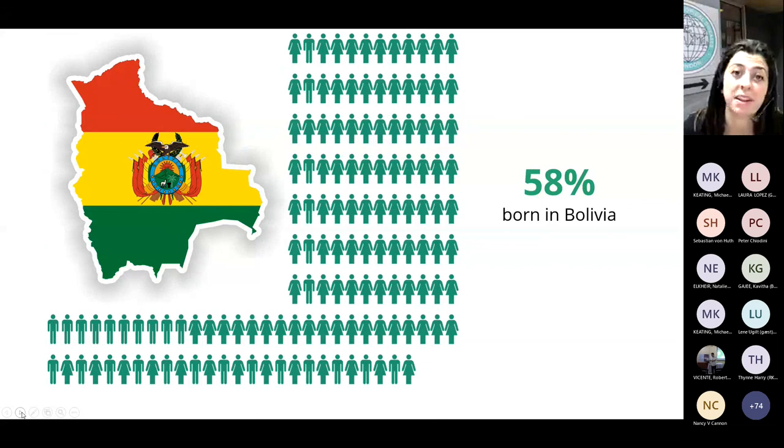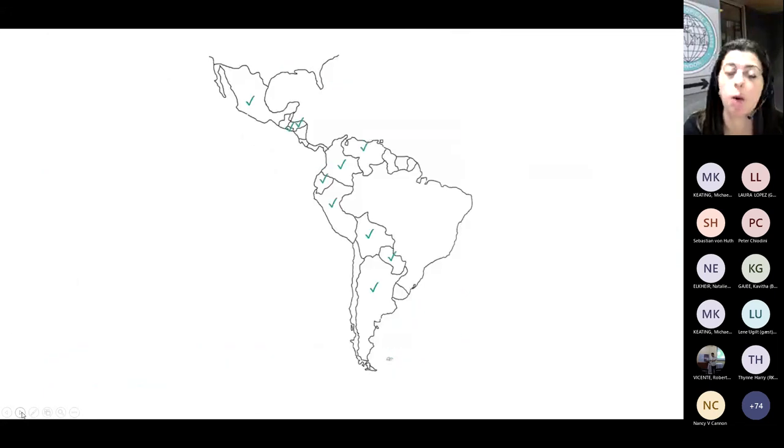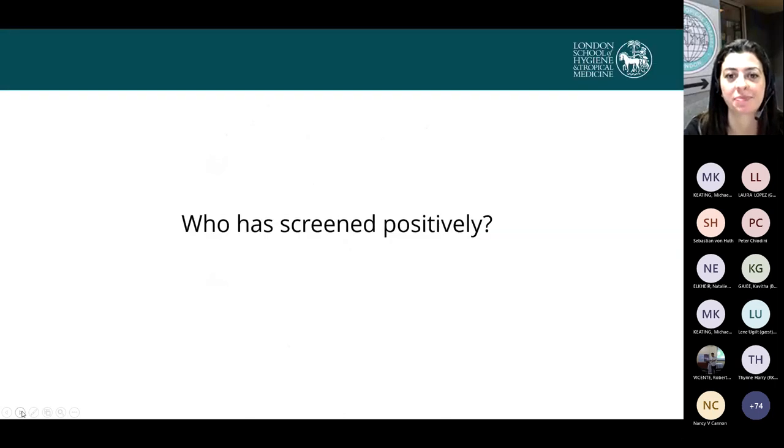About two-thirds are born in Bolivia, so word has certainly got out amongst this population. However, we've also recruited participants from most countries of South America and some in Central America. An important missing group is Brazilians, and it's very much our target for 2023 to engage the Brazilian community. So I probably ought to learn Portuguese to help with that.